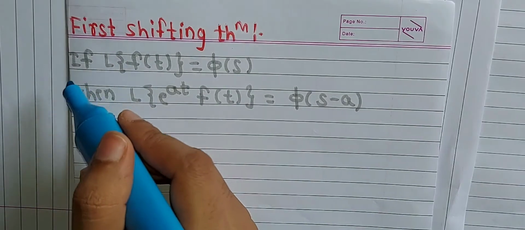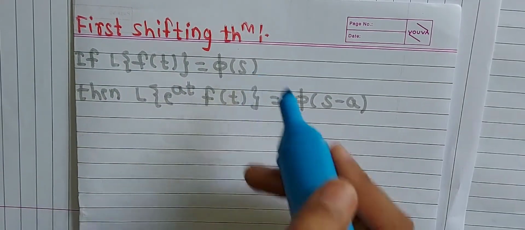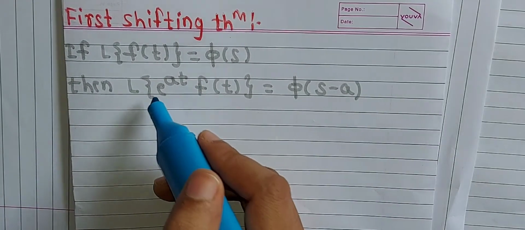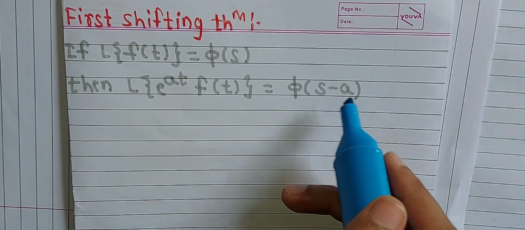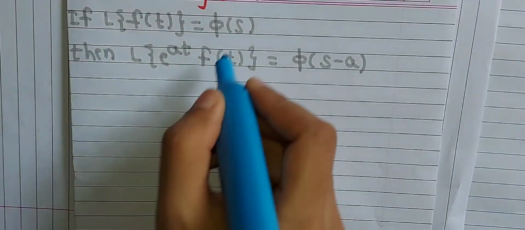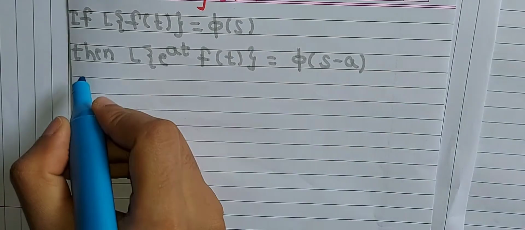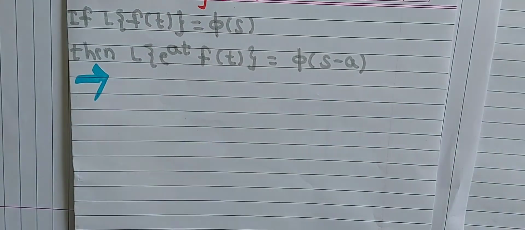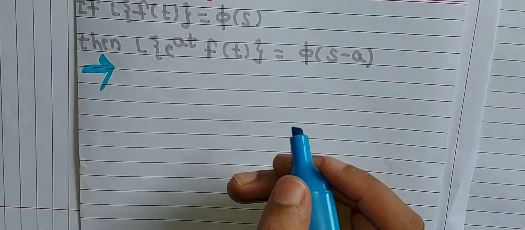First method is, if Laplace transformation of f of t is equal to phi of s, then we only have to prove that Laplace transformation of e raised to at into f of t is equal to phi of s minus a. To prove this, we will use the definition of a Laplace transformation, which we have already discussed in lecture number 1.